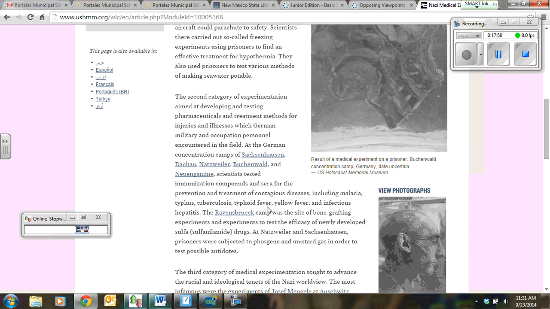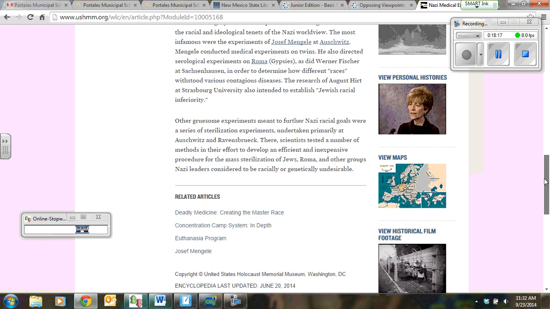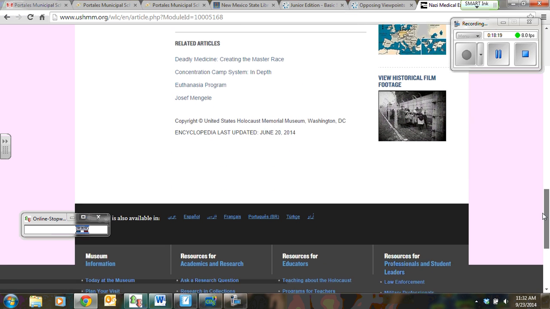Did they do medical experiments at all of the concentration camps? No. So we can search specifically on the concentration camps that we know did. As you come across things in your reading that help you be more specific in your searching, you're going to want to use them. The other thing that you might come across are related resources.